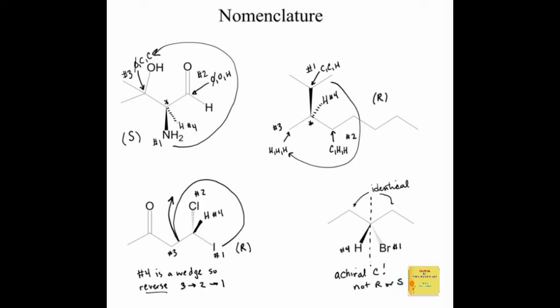R and S configuration is only something that we consider for chiral carbons, meaning a carbon with 4 unique groups attached to it. And if you ever find that you can't rank them 1, 2, 3, 4 and you have a tie, that means you're maybe looking at the wrong carbon in order to assign your R and S configuration.